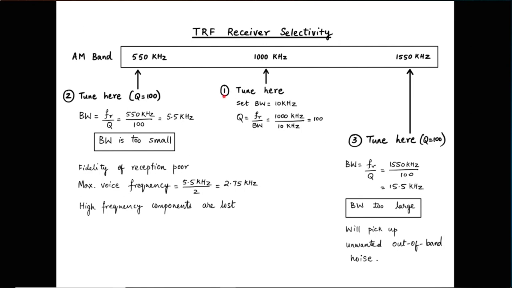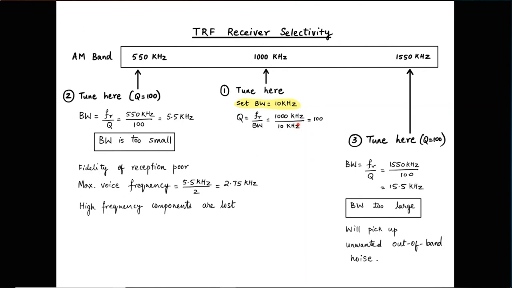So let's start with number one. Let's tune at 1000 kilohertz. We'll start off with an assumption: our signal of interest has a bandwidth of 10 kilohertz. I'm tuning to 1000 kilohertz, which means the quality factor of this filter should be FR divided by bandwidth, which comes out to be 100. Once I know this factor, I will design my bandpass filter, meaning I will pick out the values of L and C that make this happen.